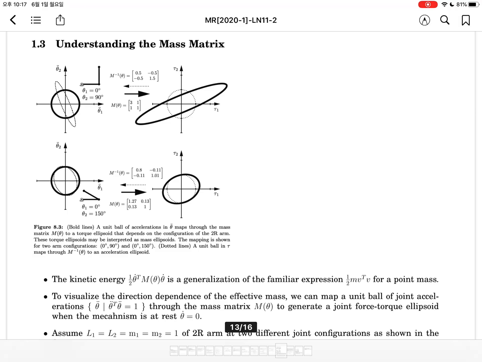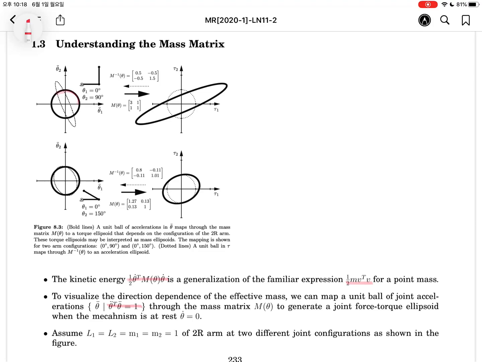Section 8.1.3, understanding the mathematics. Maybe you are good at the ellipsoid concept, so we will review it as fast as possible. Maybe you know the kinetic energy, 1/2 theta dot transpose M theta dot. Actually, it is a generalized version of 1/2 m v squared for a point mass. Here, in order to understand what the inertial matrix means, let's take the acceleration ellipsoid.